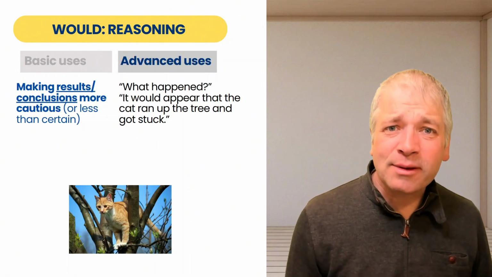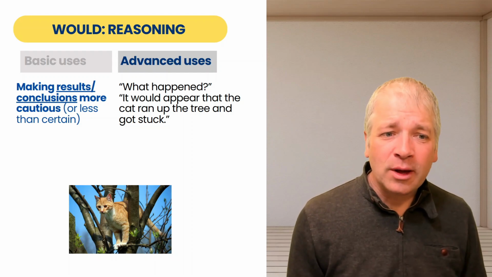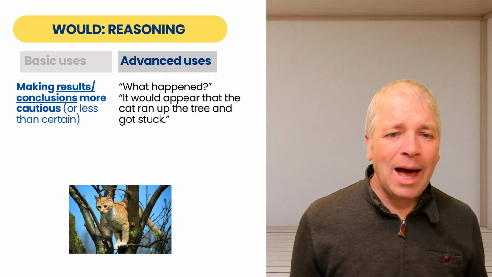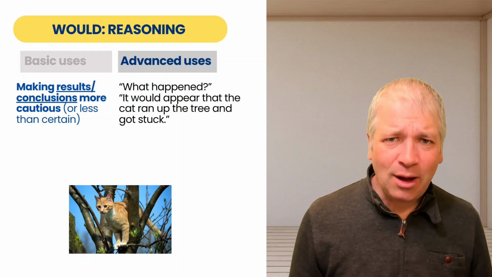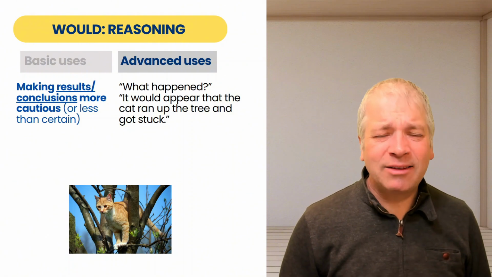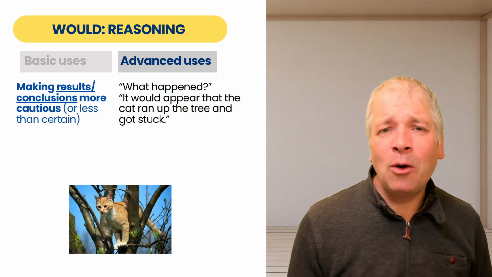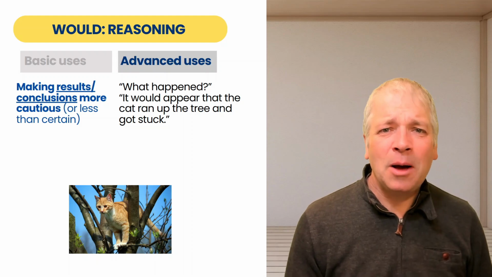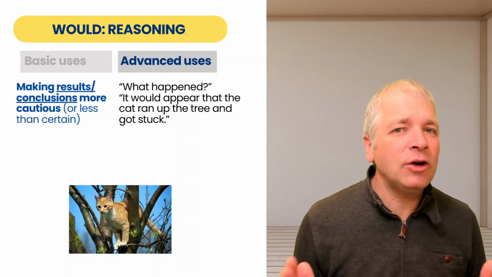And at a more advanced level, you can make results or conclusions more cautious or less than certain by using would. What happened? It would appear that the cat ran up the tree and got stuck. This use of would is really common in academic or professional writing because sometimes you want to state conclusions, but you don't want to appear too confident with them because it's based on evidence that may not be 100% certain, maybe 99% certain, but not 100%.